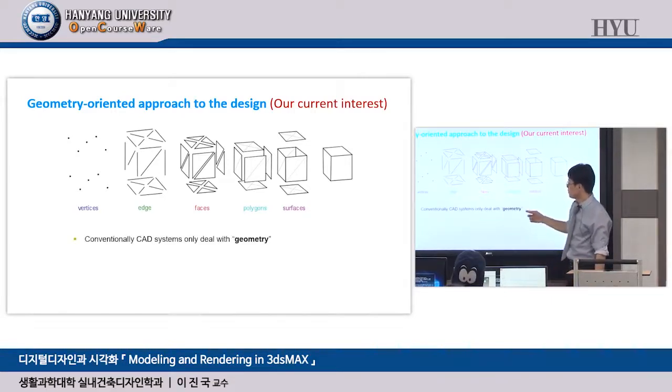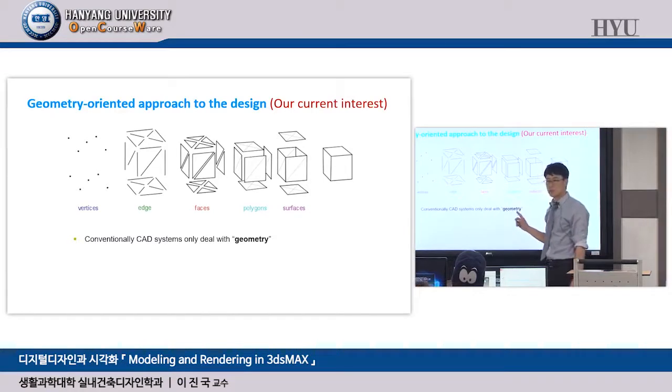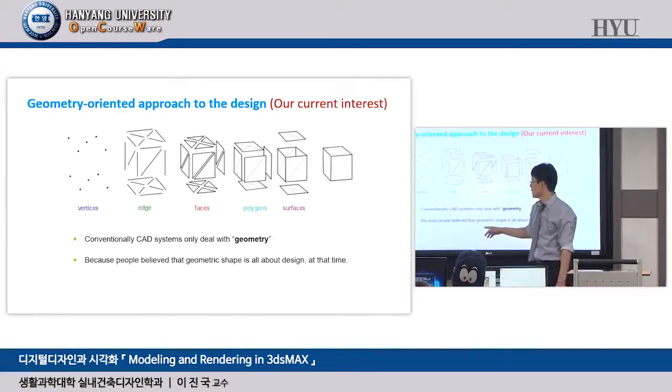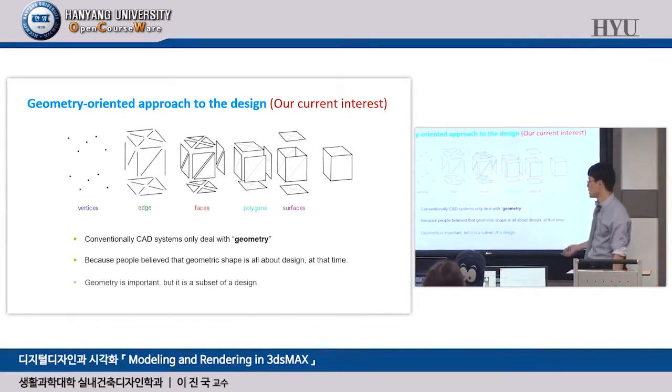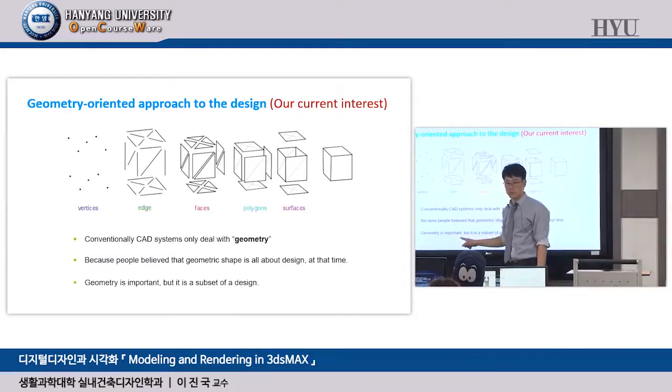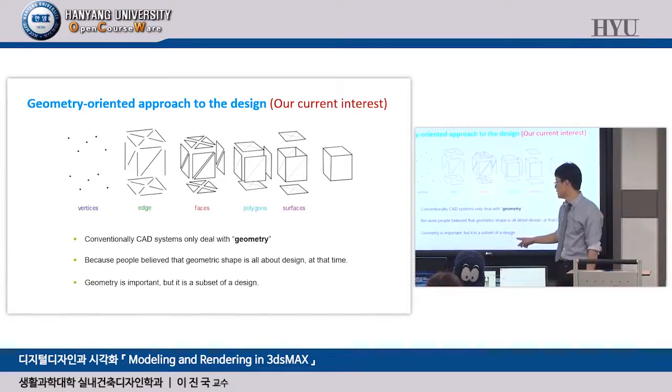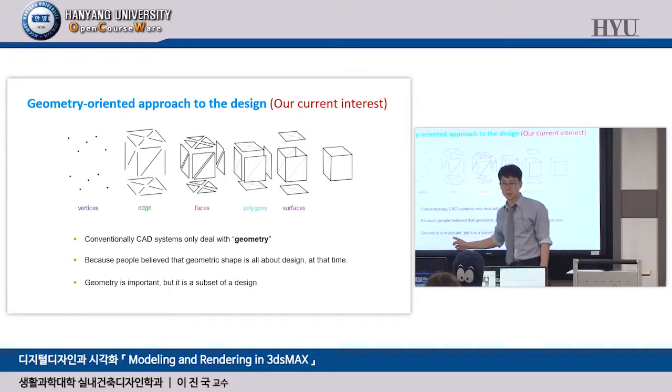Conventional CAD systems only deal with geometry, because people believed that geometric shape is all about design at that time. But nowadays, I told you, there are a lot more things. Geometry is very important, okay? It's important, critical. But it is just a subset of design, not everything, okay?